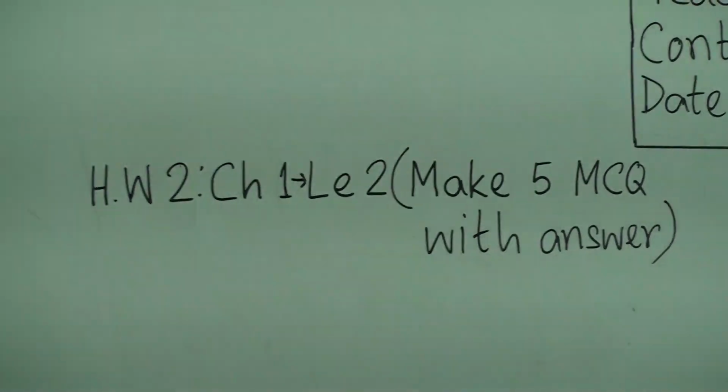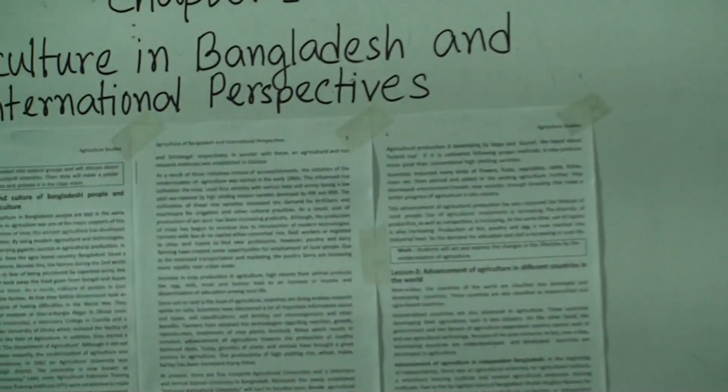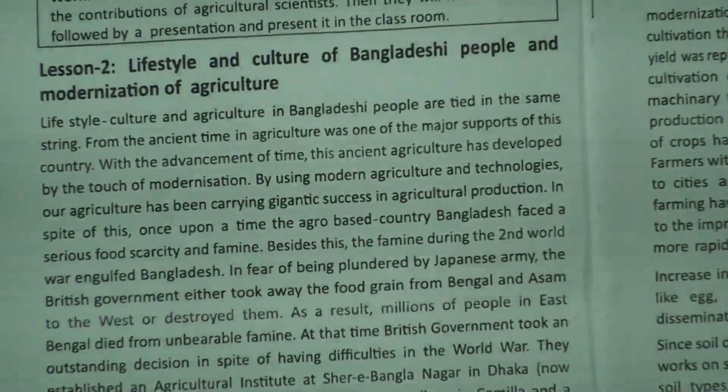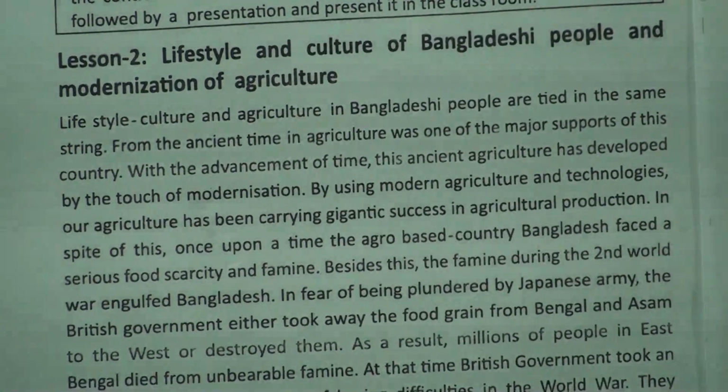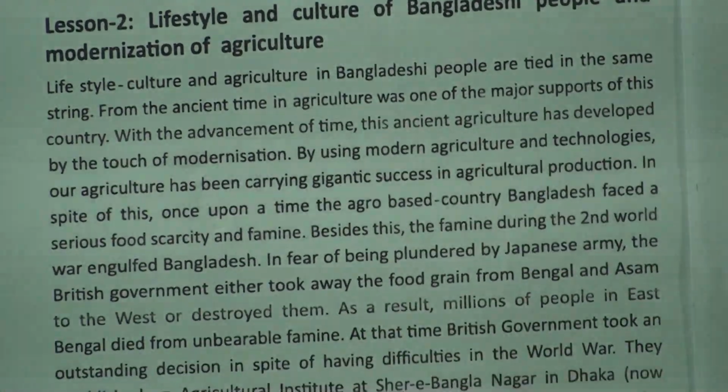So we will try to underline the important lines also. The name of this chapter is Agriculture in Bangladesh and International Perspectives, lesson 2. And lesson 2 is about the lifestyle and culture of Bangladeshi people and modernization of agriculture. So we need to know about it also.